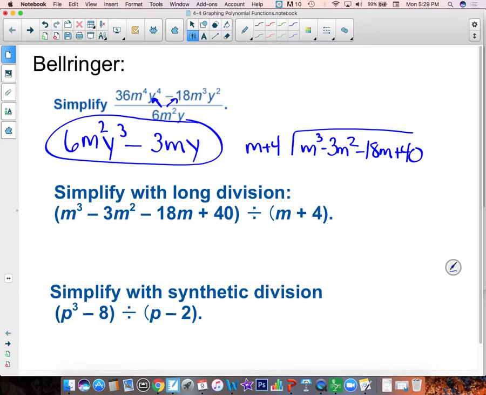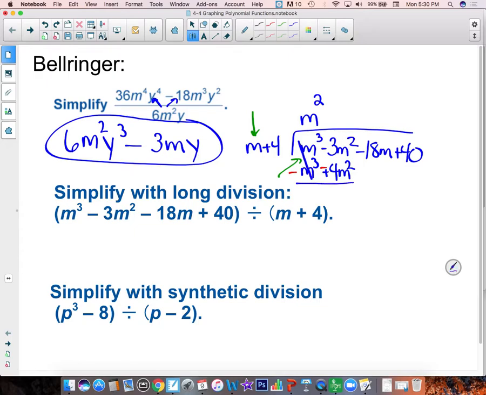So then you have to ask yourself, what do I need to multiply by m to get me to m to the third power? That would be an m squared. So we're going to take it times m squared. Now you take that m squared and FOIL it through there. Once you FOIL it through there, that tells you what to write below that first line. So if I FOIL that in there, I'm going to have m cubed plus 4m squared. And since we're writing it down there, we subtract, so change the signs.